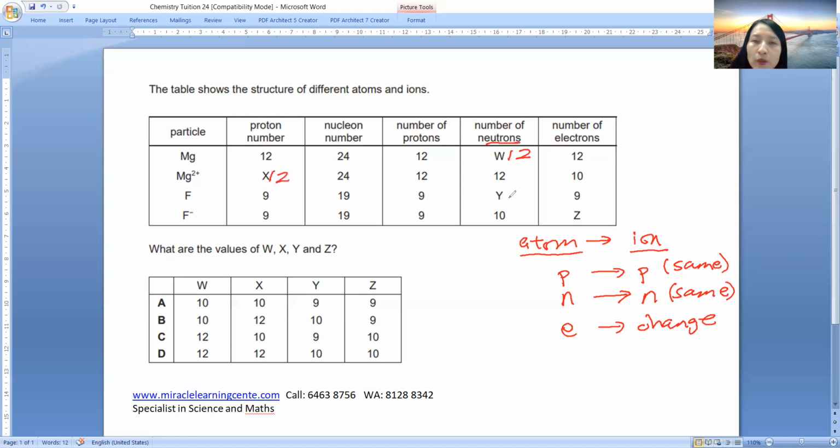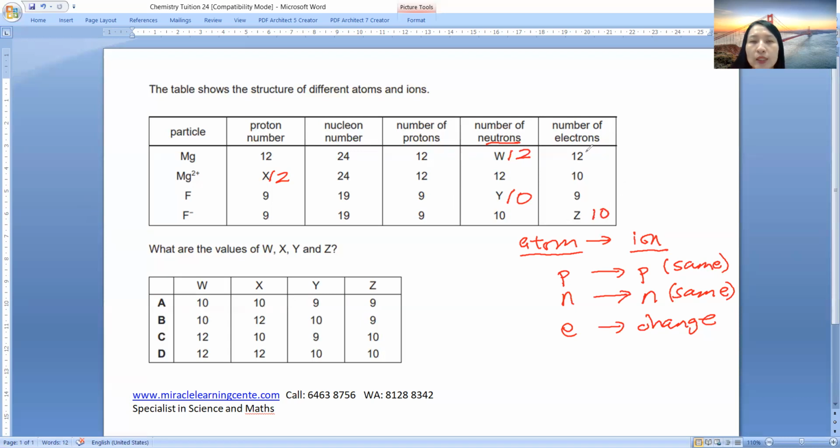How about Y? Y is the number of neutrons, which remains the same when an atom becomes an ion. So it is 10, same as the ion. How about the number of electrons? When fluorine becomes fluoride, it becomes a negative charge. To become a negative charge, you have to gain an electron. Okay, it gains an electron to become a negative charge because electrons are negatively charged. So 9 plus 1 will be 10.